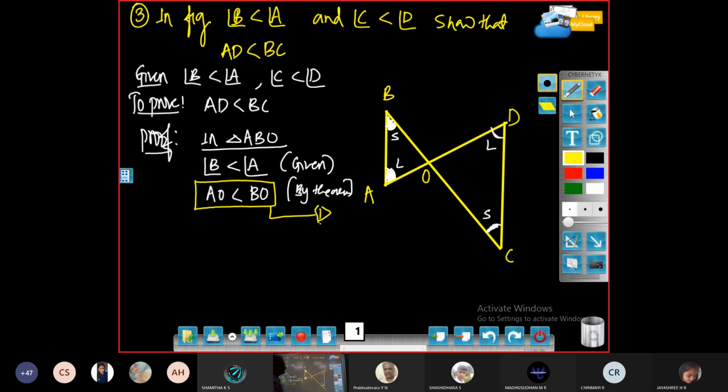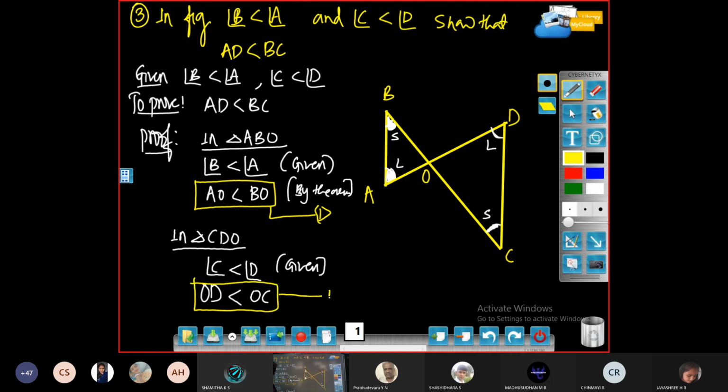Relation number 1. Similarly, you can take triangle CDO, in which angle C is smaller than angle D. This is given. Then the opposite side of angle C is OD. OD must be smaller than OC. So this is the second relation, not equation, relation. This is the second one.